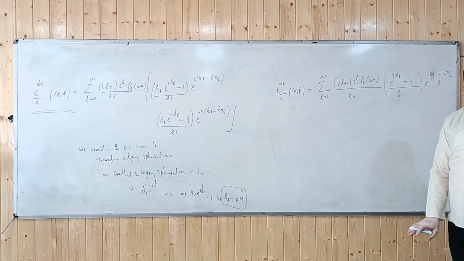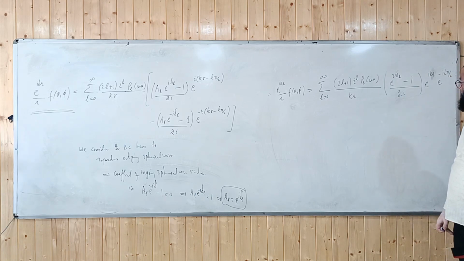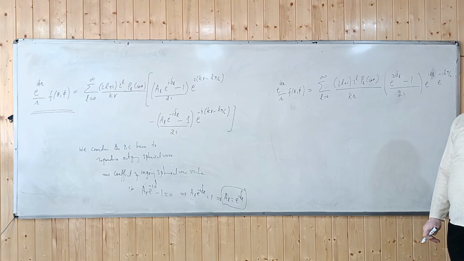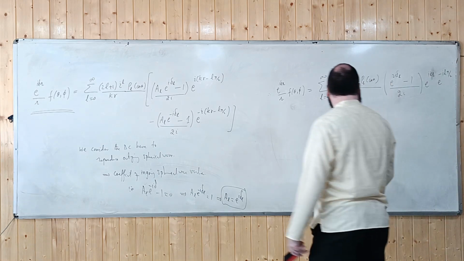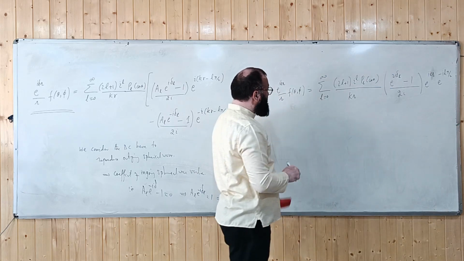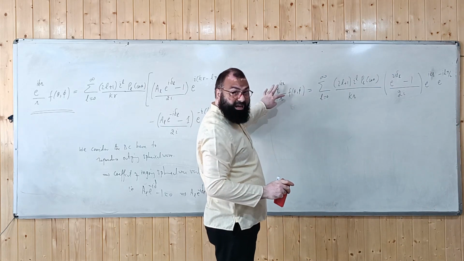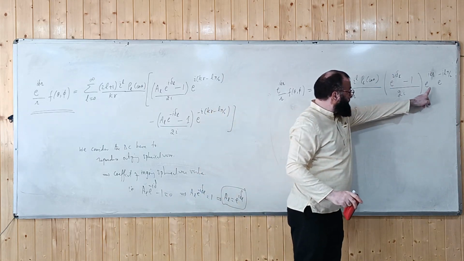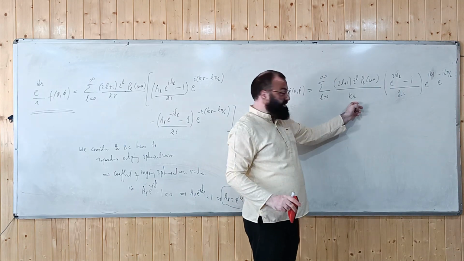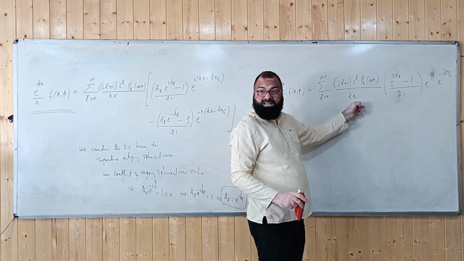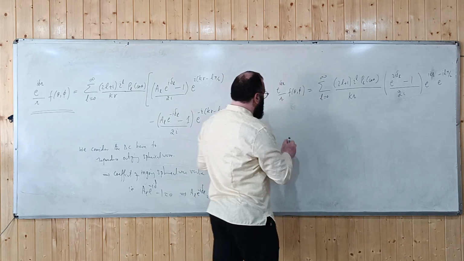Can I write it? Okay, good. Everybody? Okay. So what you are having? e^{ikr} on this side, e^{ikr} by kr by r. Clear? Got it?